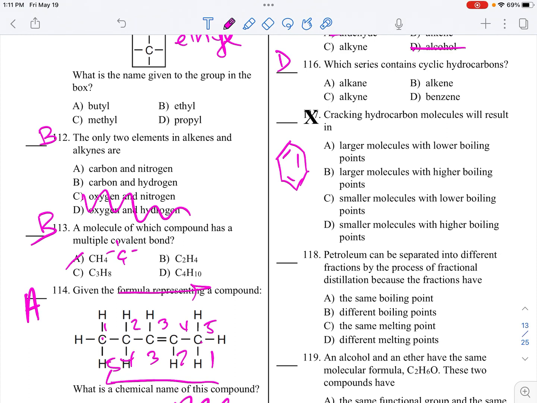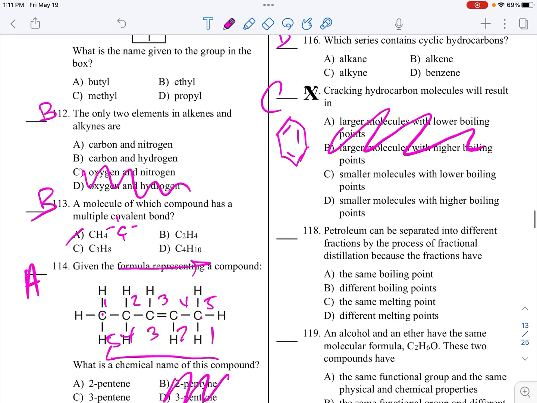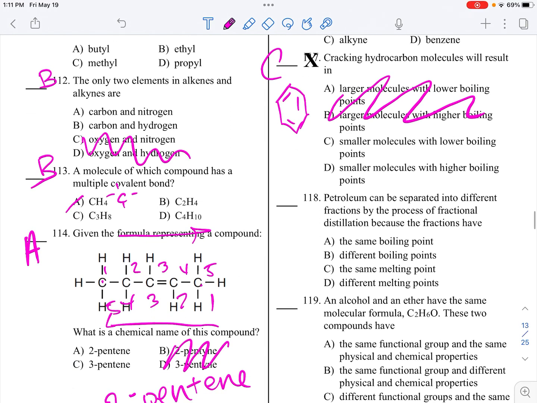But even if we did, cracking means you have a really long carbon chain and we break it. We crack it, so we have smaller molecules. And the smaller the molecule, the lower the boiling point. So if I did, for some reason, talk about that, it is choice C. Petroleum can be separated into different fractions by the process of fractional distillation, because the fractions are boiled. This is separation of liquids based on their boiling point, and the whole point is they are different so we can separate them.